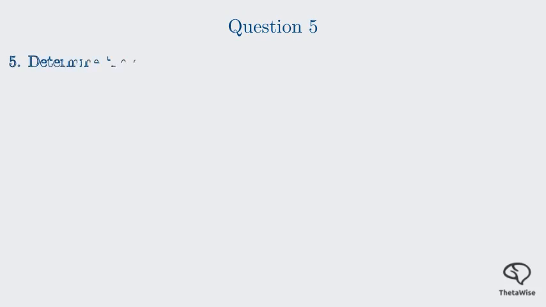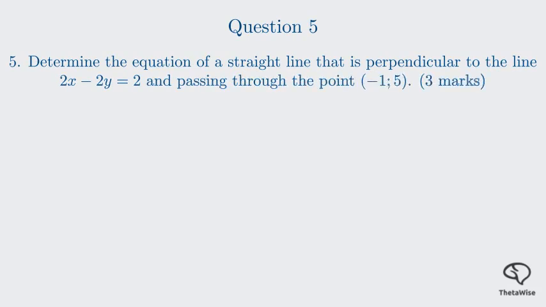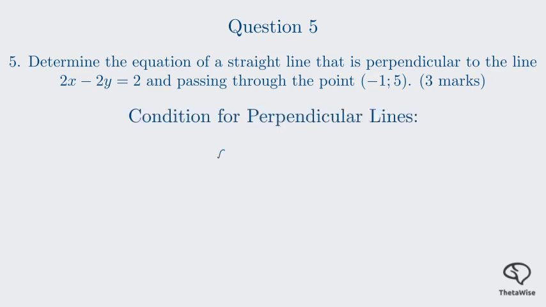The question is, determine the equation of a straight line that is perpendicular to the line 2x minus 2y equals 2 and passes through the point (-1, 5). A key concept here is the condition for perpendicular lines. If a line with gradient m1 is perpendicular to a line with gradient m2, then the product of their gradients is -1. This is a crucial rule for perpendicular lines. The rule is m1 multiplied by m2 equals -1.